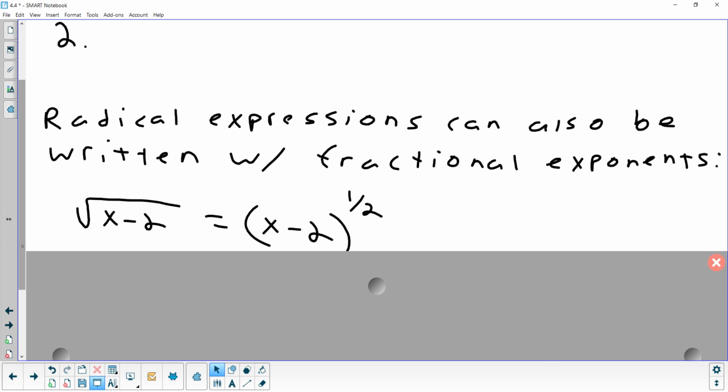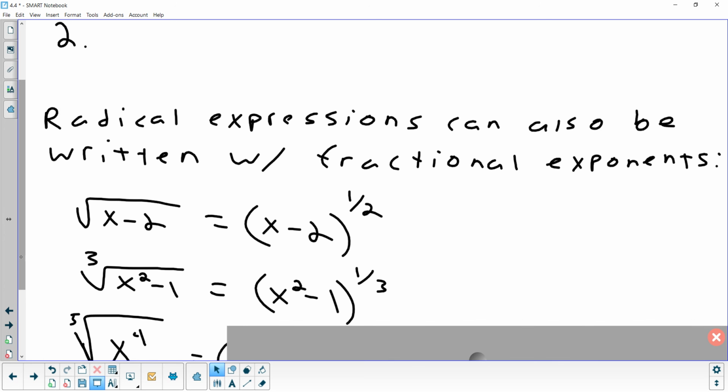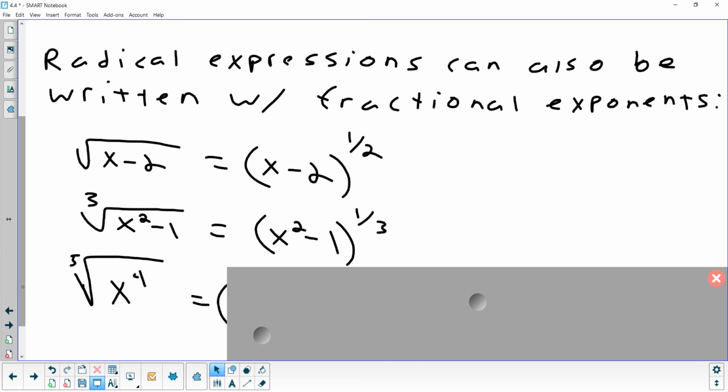It's basically 1 over the index. So what do you think a cube root would be? This would be x squared minus 1 to the what power? Yep, 1/3. You might be like, well, why do we bother doing that? And we would do it in a case like this.